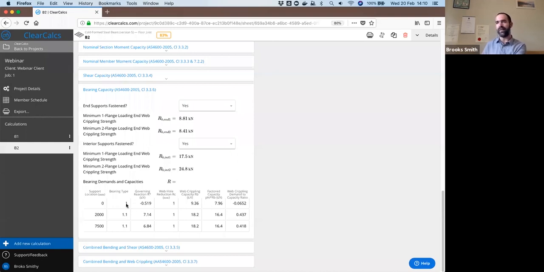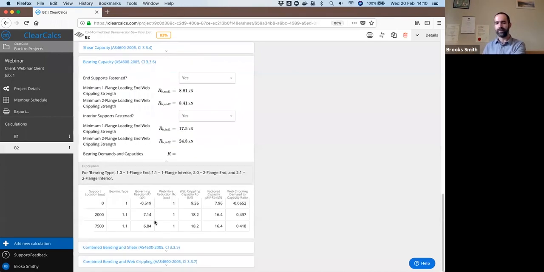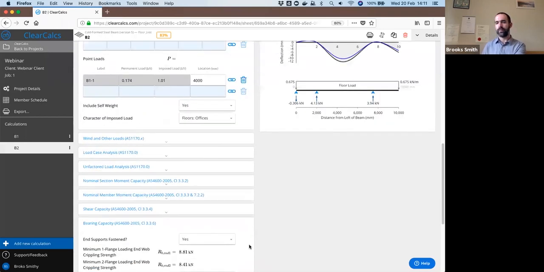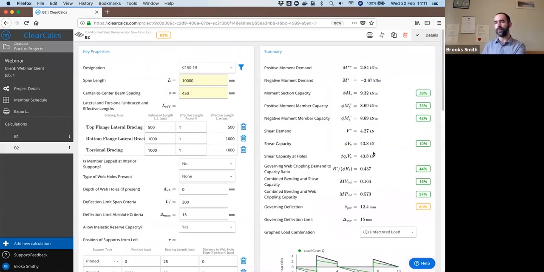So our first support is an end condition, bearing type 1 on this table. And the other supports are interior conditions, labeled as bearing type 1.1 on this. You can see the reactions that occur at each of those, the capacities for each of those locations, and the overall demand capacity ratios. And again, everything's summarized over on the right.